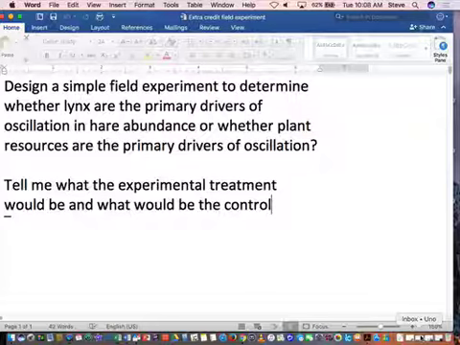Now, I know this is really hard, but do you want a hint? Nah, I'm not going to give you a hint. Okay, there's actually a really simple experiment where, if you could do something and still get oscillations, it would implicate one being more important than the other. Okay, I'll give you 5 minutes on this one. 5 to 7.